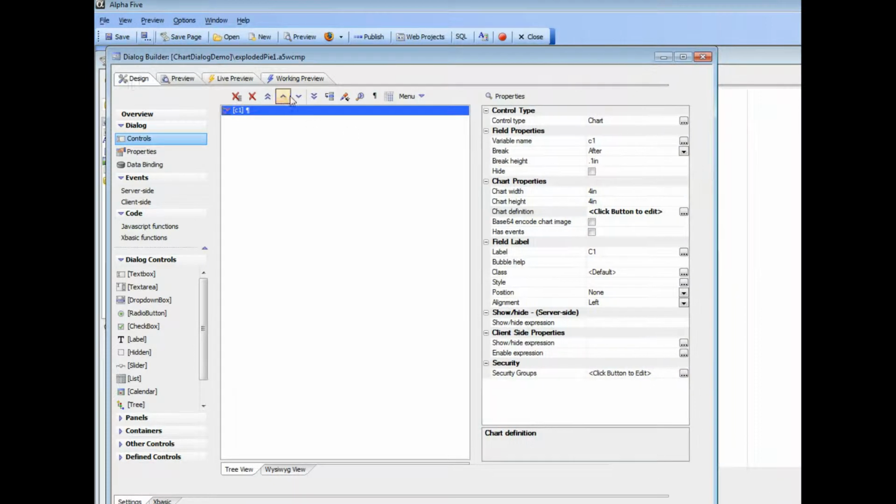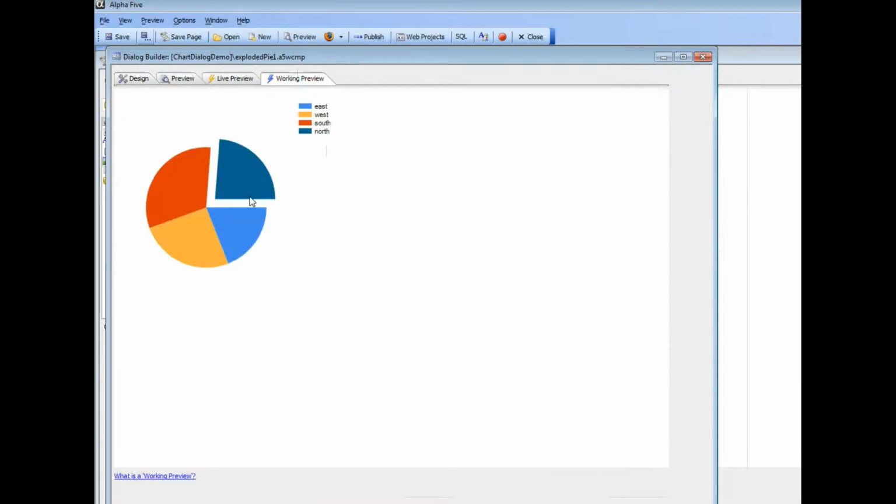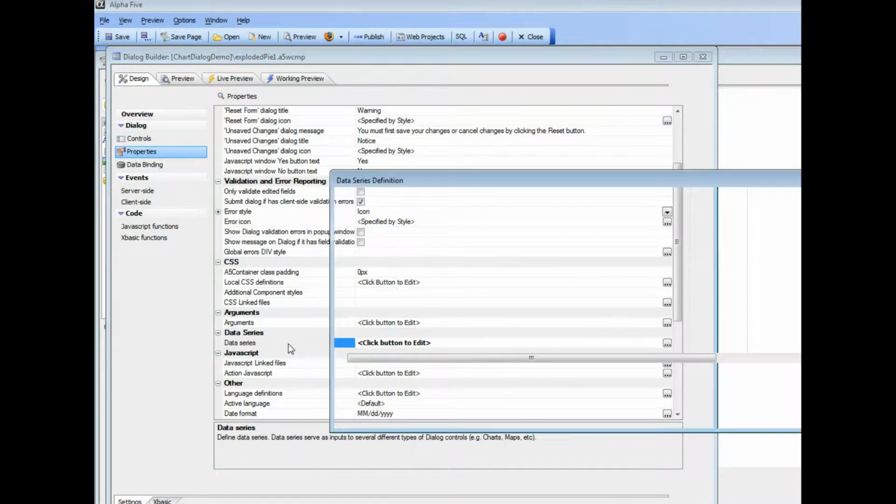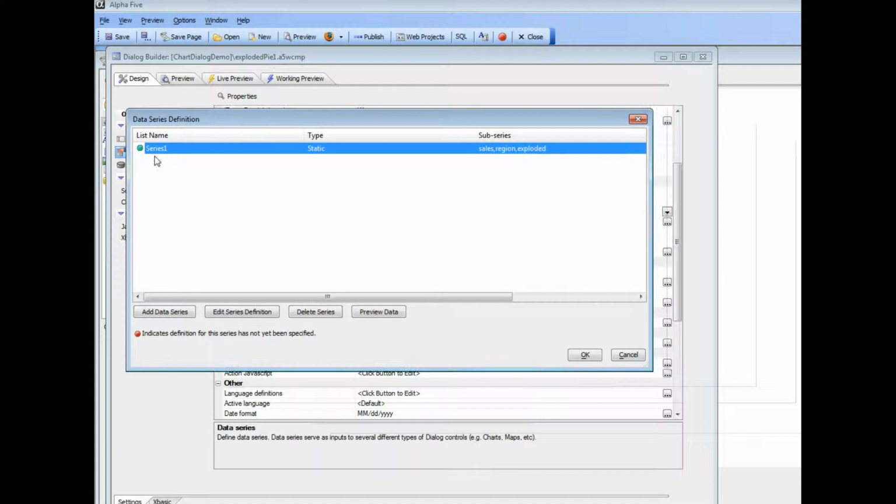If we look at this particular chart, this chart doesn't have any events, so this first slice here for North is always the exploded slice. Let's first look at the data series for this chart. You can see here that this chart is based on a simple series called Series 1. It's a static series that has three sub-series called Sales, Region, and Exploded.